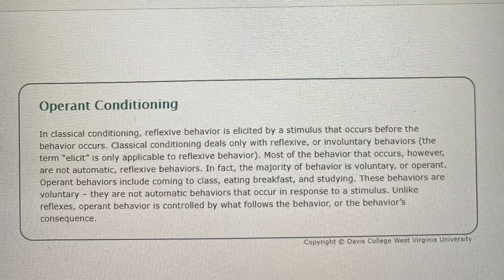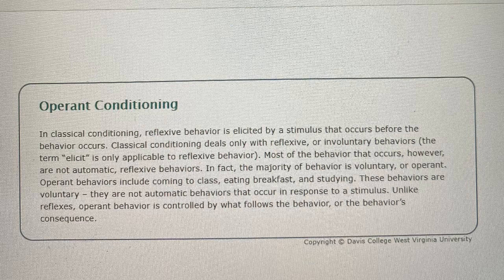Operant conditioning. In classical conditioning, reflexive behavior is elicited by a stimulus that occurs before the behavior occurs. Classical conditioning deals only with reflexive or involuntary behaviors. The term elicit is only applicable to reflexive behavior. Most of the behavior that occurs, however, are not automatic, reflexive behaviors. In fact, the majority of behavior is voluntary or operant. Operant behaviors include coming to class, eating breakfast, and studying. These behaviors are voluntary. They are not automatic behaviors that occur in response to a stimulus.